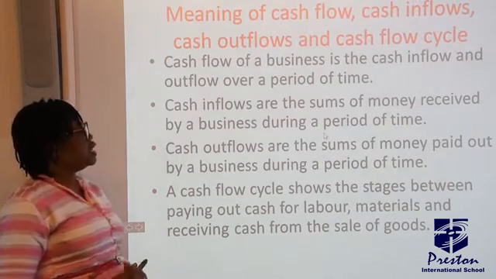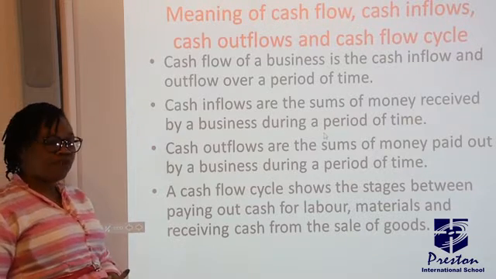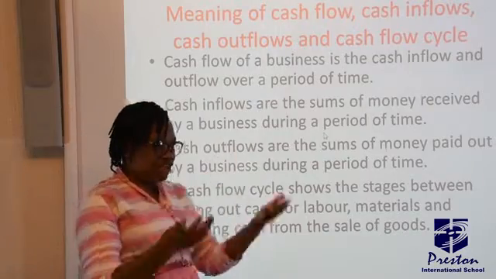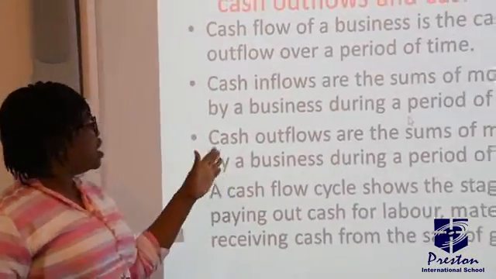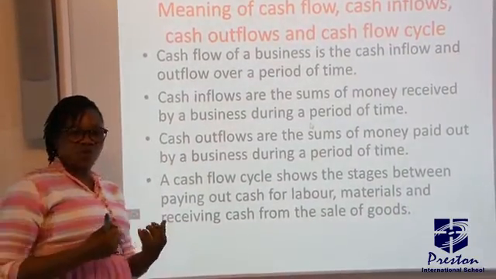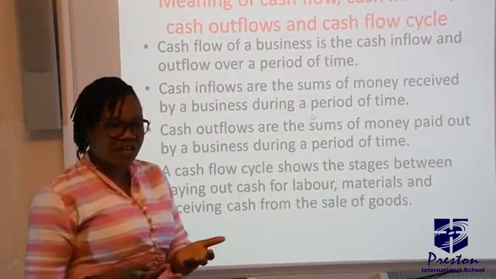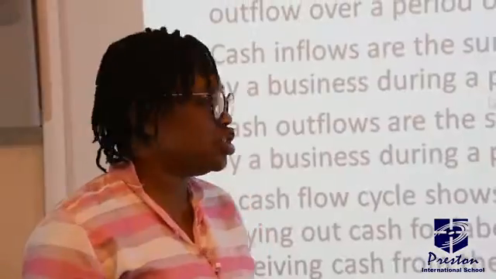Okay, now let's look at the meaning. Cash flow. We are considering cash flow first. Cash flow of a business is the cash inflow and outflow. That is the cash that is coming into the business and the money that is being spent, within a period of time. Now, we look at the cash inflows. Cash inflows are the sums of money received within a period of time in an organization. For example, if someone walked into a computer firm and the person paid for a computer, the money being paid into that company is actually referred to as cash inflow.